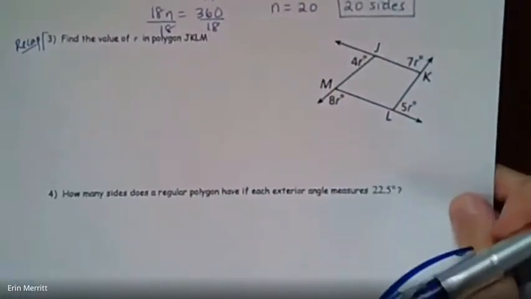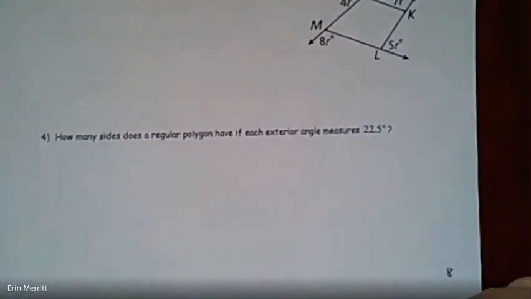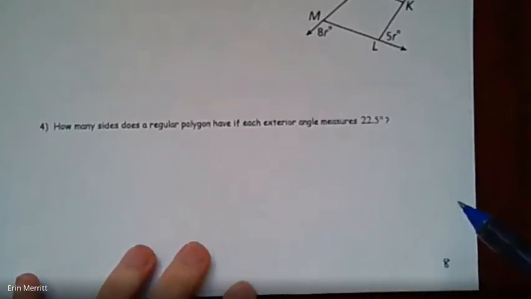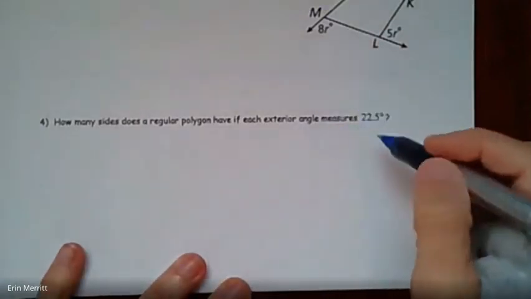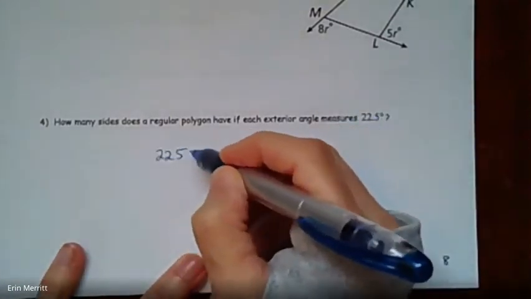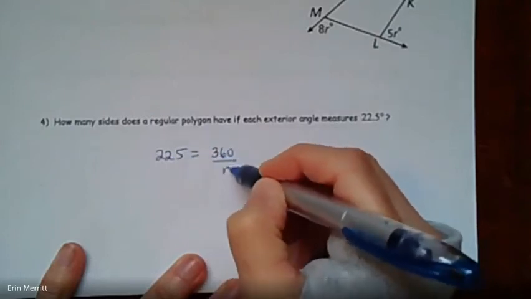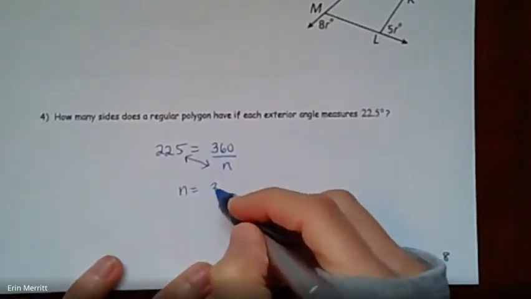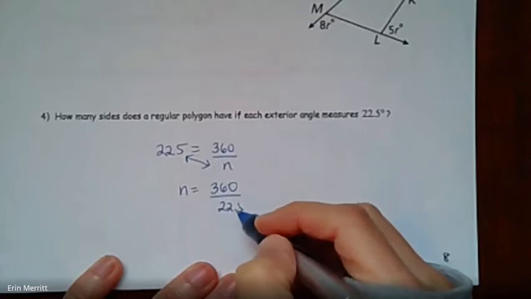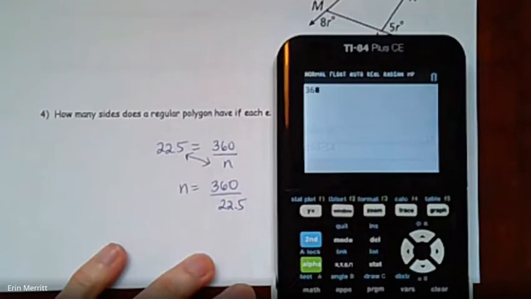All right. Let's jump on down to number 4. So number 4, how many sides does a regular polygon have if each exterior angle measures 22.5 degrees? Right. So if we're looking at 22.5 degrees, then same type of thing. That would go in on the left. The 22.5 equals 360 over n. But like we said last time, you can kind of flip-flop these, and you're going to end up just dividing to get the answer. So if we take 360 and divide it by 22.5, we get 16.